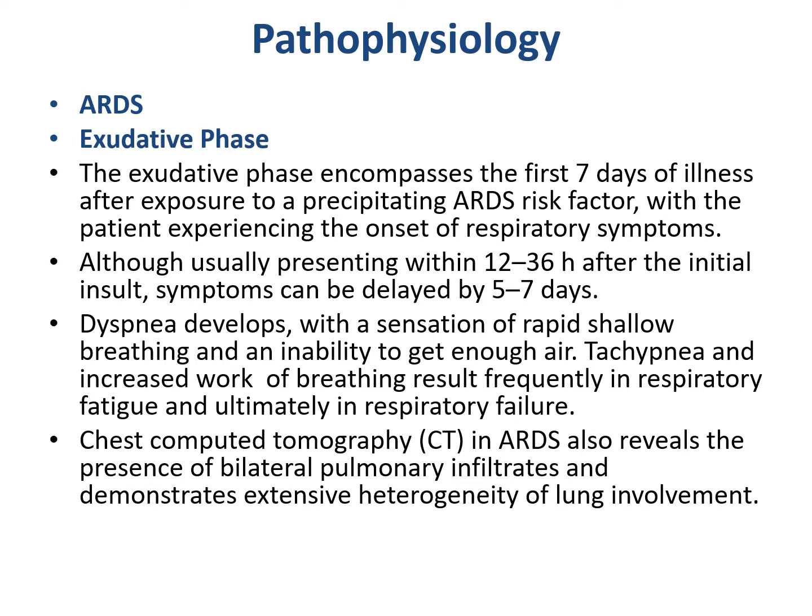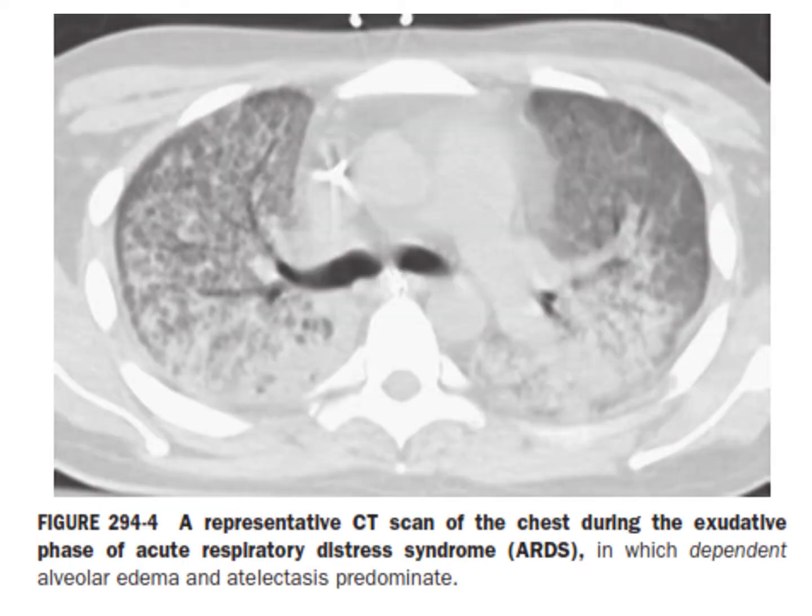Chest computed tomography, CT, in RDS also reveals the presence of bilateral pulmonary infiltrates and demonstrates extensive heterogeneity of lung involvement. Here we have a representative CT scan of the chest during the exudative phase of acute respiratory distress syndrome, in which dependent alveolar edema and atelectasis predominate.